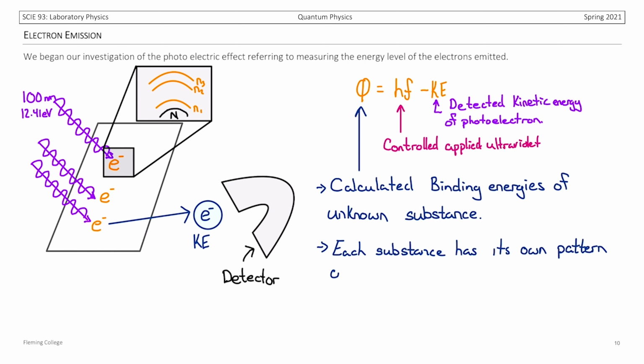Each substance has its own binding energies, which means it'll have its own spectral pattern of emitted photoelectron kinetic energies. And we use that detected pattern to compare against known samples.